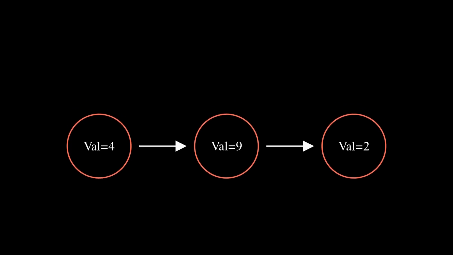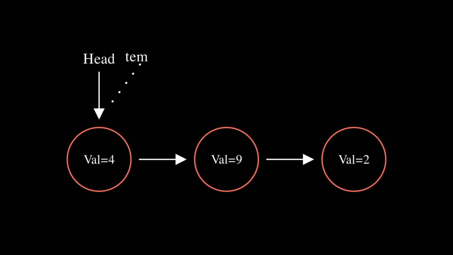Now the contains method will introduce us to linked list traversal. Let's say we're looking for the value 2 in a linked list. We can start by creating a temporary node that starts out at the head node of the list. We'll then continuously update the temp node to its next pointer until we find a matching value, or until temp is set equal to nil.